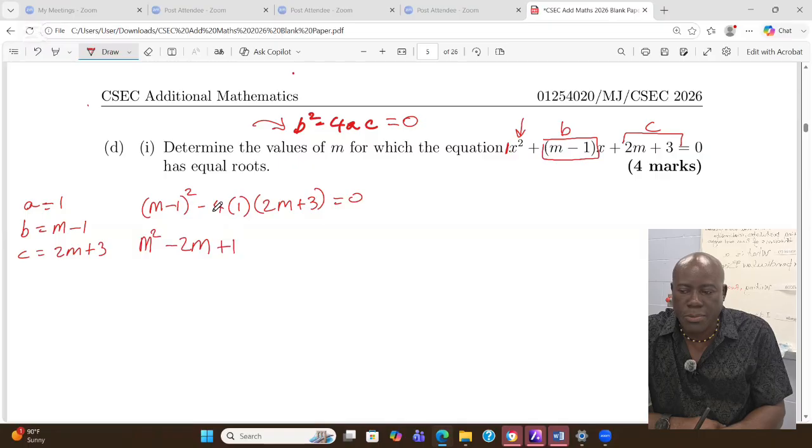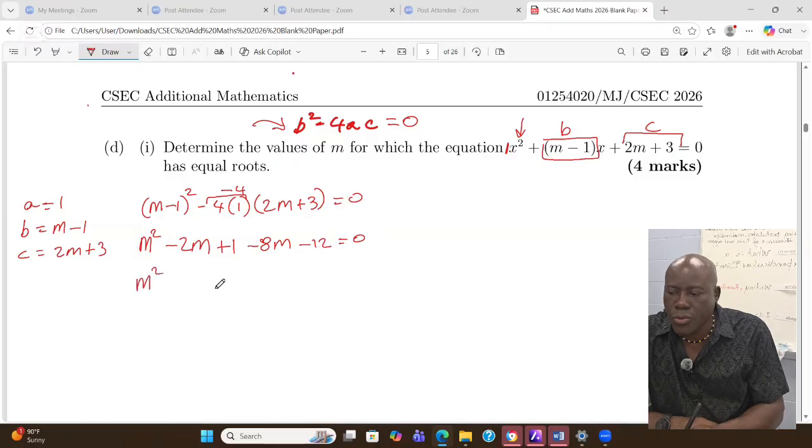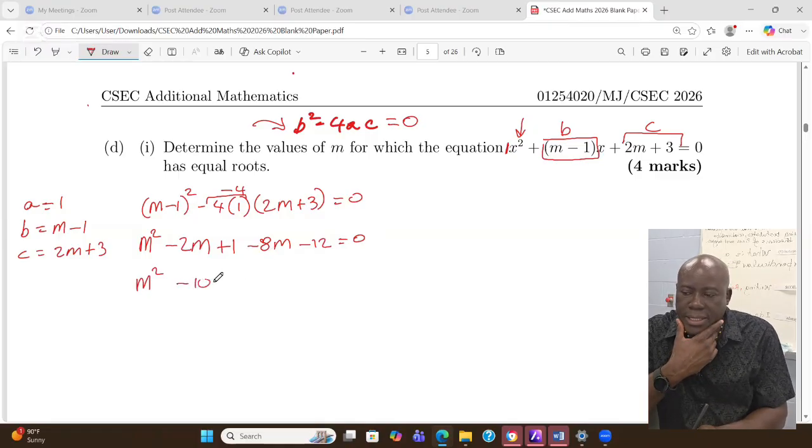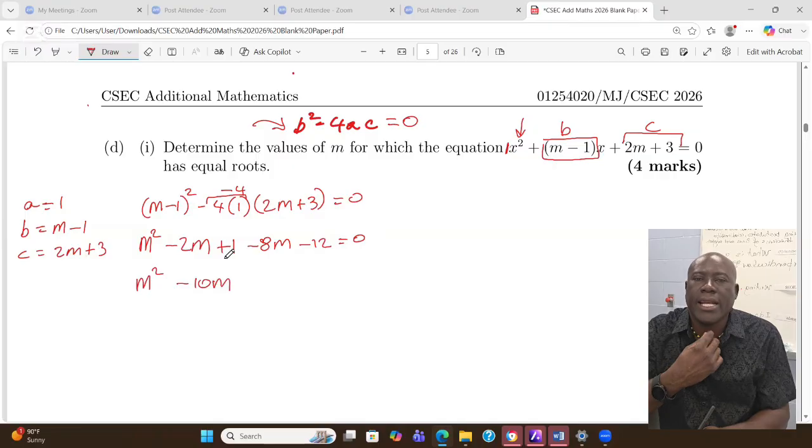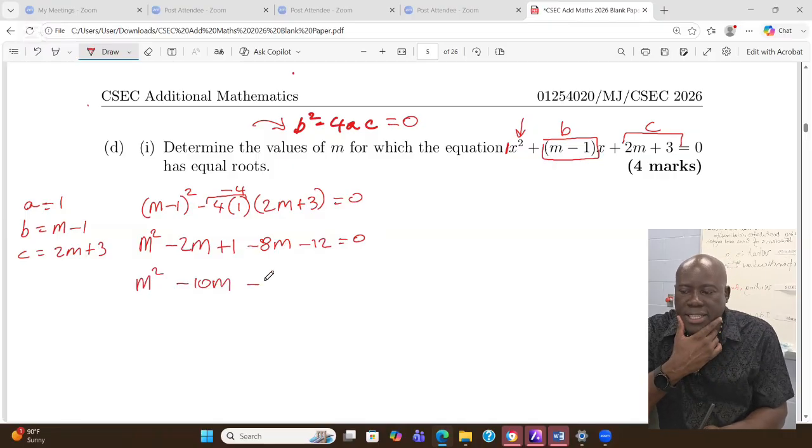Now let's deal with this part. Minus 4 times 1 is negative 4. Negative 4 times 2m is negative 8m. Negative 4 times 3 is negative 12, and this is equal to 0. We want to simplify this. So m squared, and then negative 2m, negative 8m gives negative 10m. And positive 1, negative 12 is negative 11. This is equal to 0.